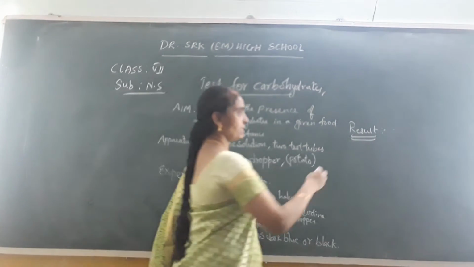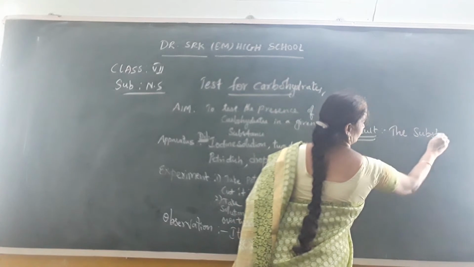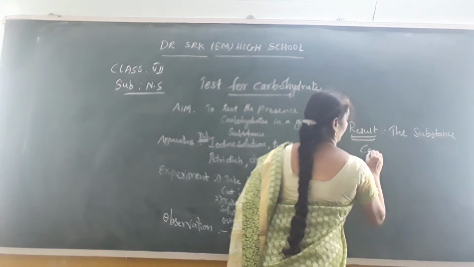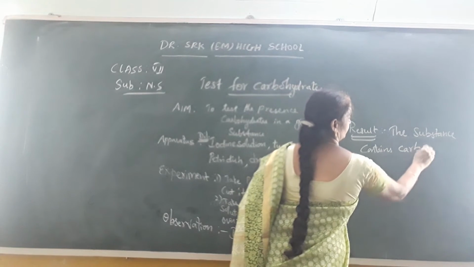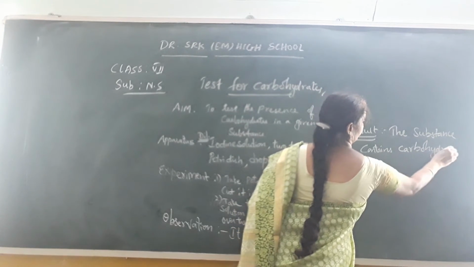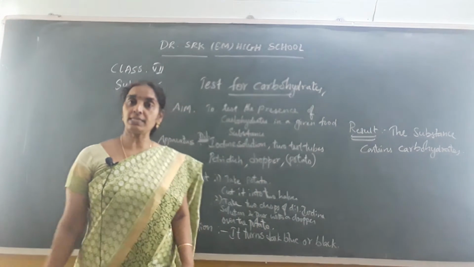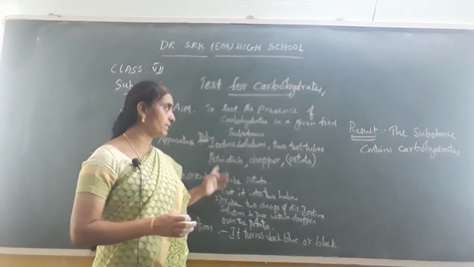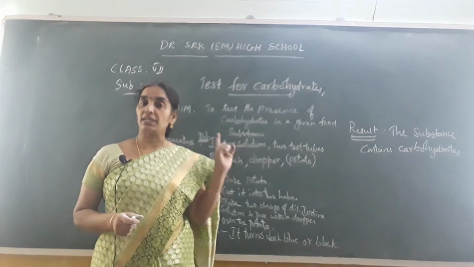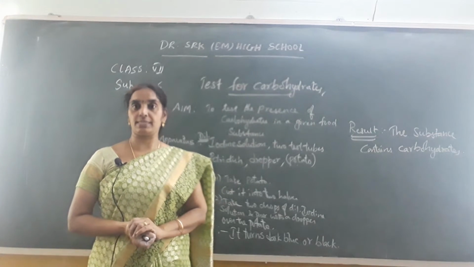Okay, so the result is the substance contains carbohydrates. And what is the inference? The inference is if a substance turns dark blue or black on the addition of the dilute iodine solution, then it is a confirmation test for carbohydrates. That is the inference for this.